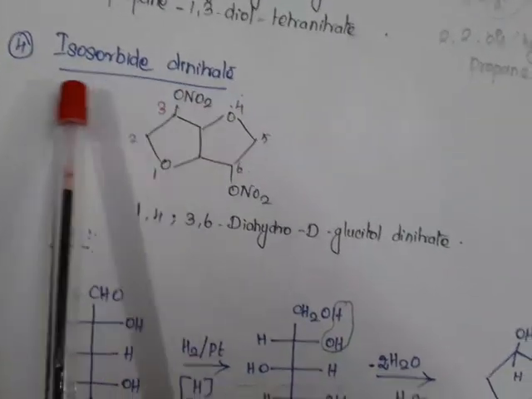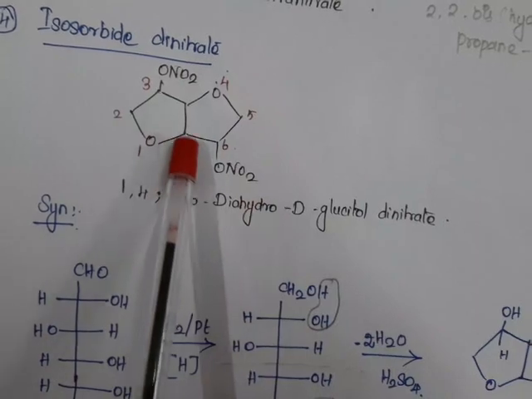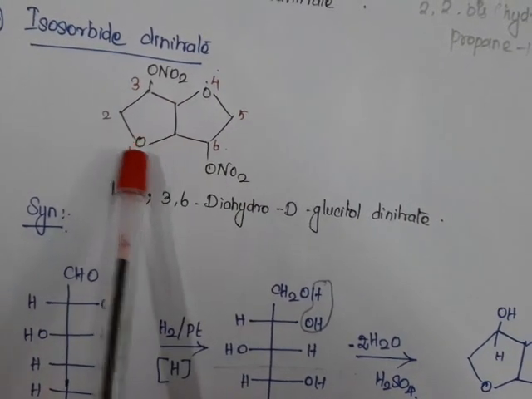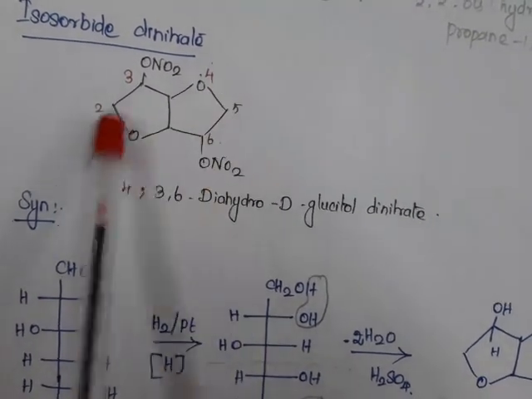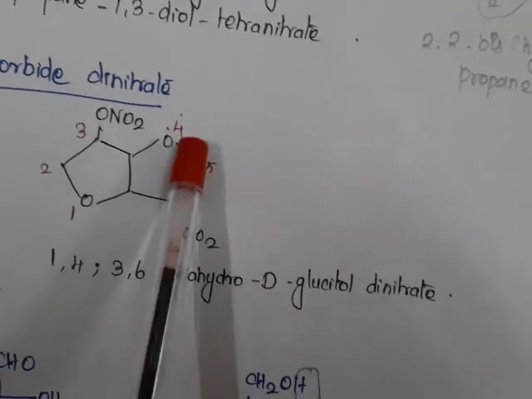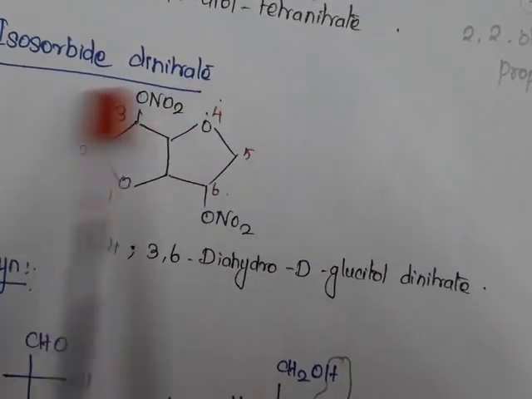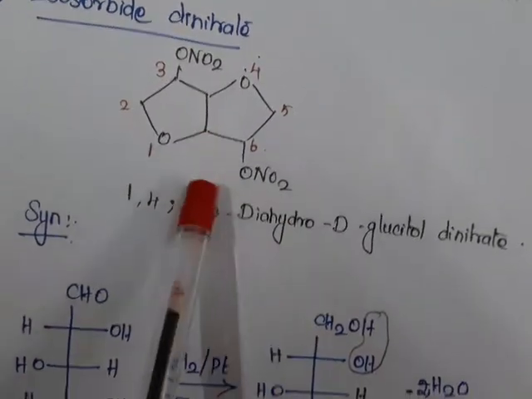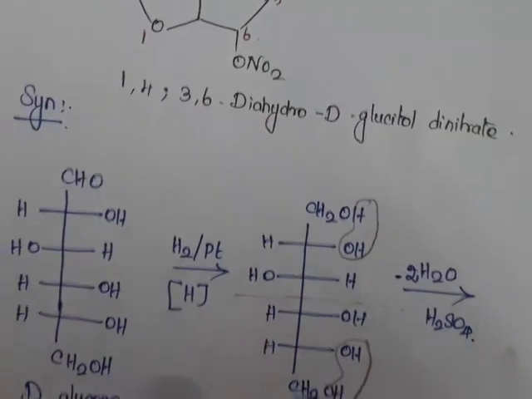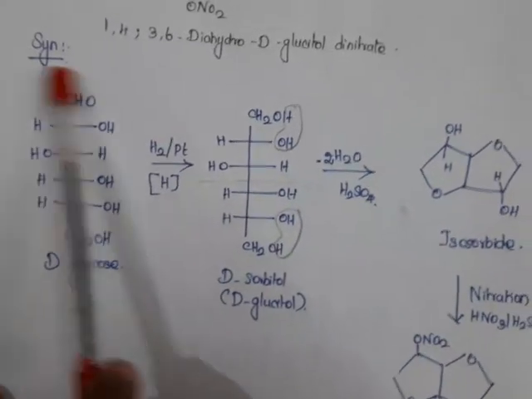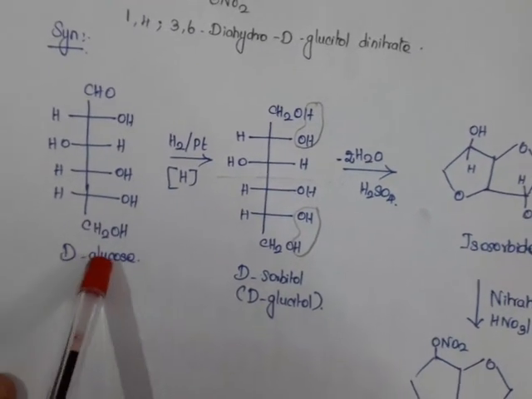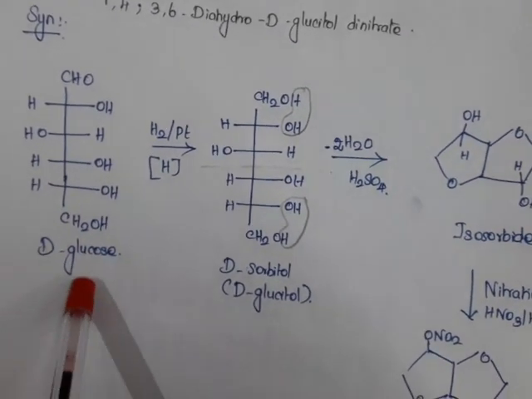And the next drug is isosorbide dinitrate. So this is the structure. Fusion of 2 5-membered rings, and each has oxygen. So the first and fourth positions have oxygen, and the third and sixth have ONO2. So this is isosorbide dinitrate. Before seeing the chemical name of isosorbide dinitrate, first we'll see the synthesis. This is the starting material. What is it? Glucose. Already we have known this is D-glucose.